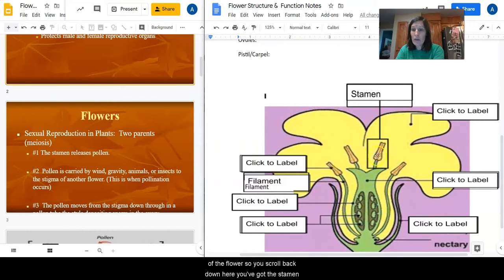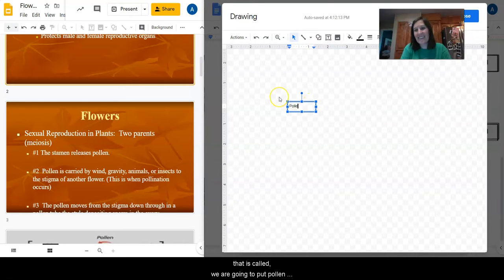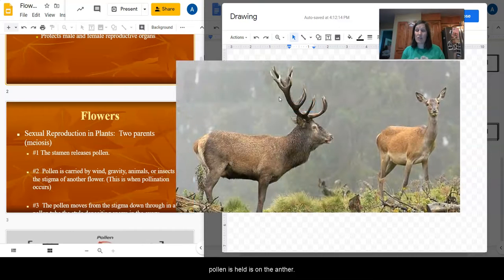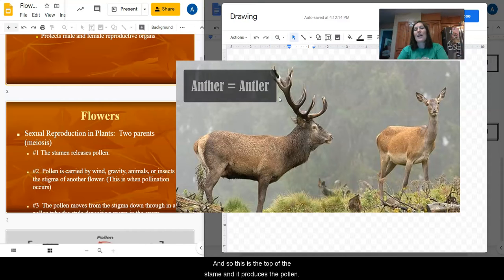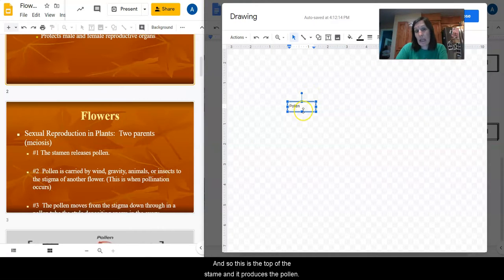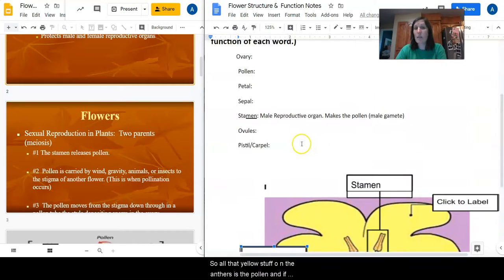So if you scroll back down here, you've got the stamen, and down here, this little stem part that holds it up is called the filament. I already gave you that, and you don't even have to describe it at the top. And then this part up here that holds the pollen is called the anther. I always think antlers are only on male deer, okay? So this is the top of a stamen, and it produces the pollen. All that yellow stuff on the anthers is the pollen.